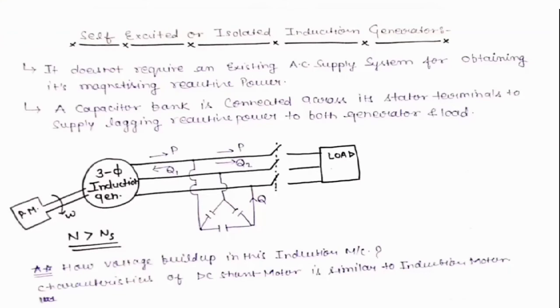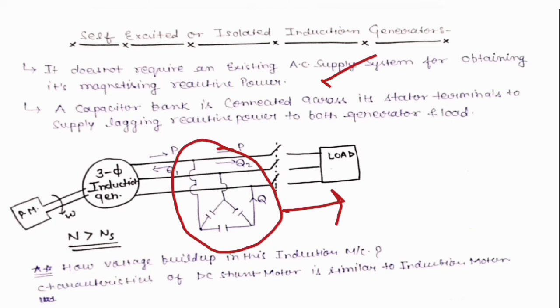So the second one is the self-excited or isolated induction generator. It does not require an excitation AC supply system for obtaining magnetizing reactive power. That means we do not need any supply from the transmission line or the bus bar. We just have to arrange it. Here you see an arrangement is done. This is not from the transmission line, it is an arrangement done externally. Externally we connect the capacitor bank, and in this way the induction generator gets the magnetization, or the excitation.